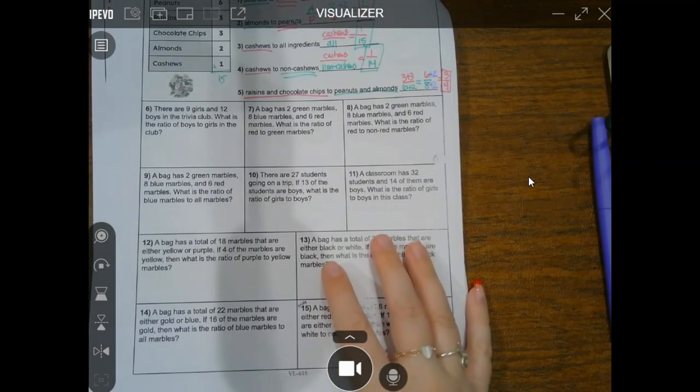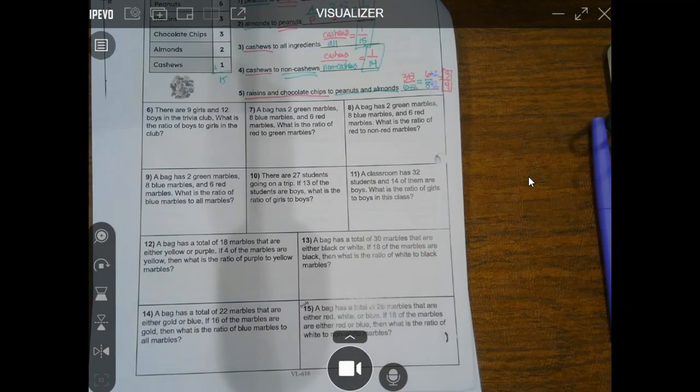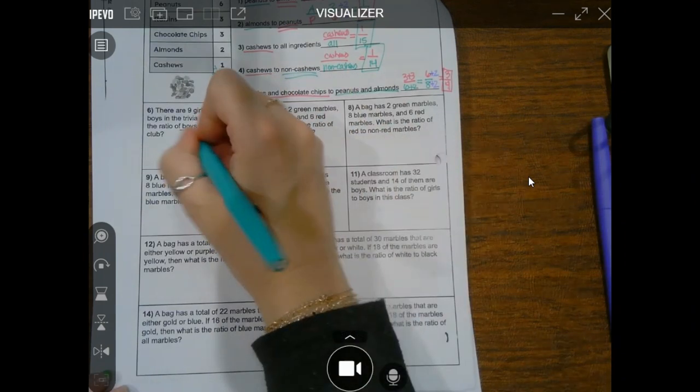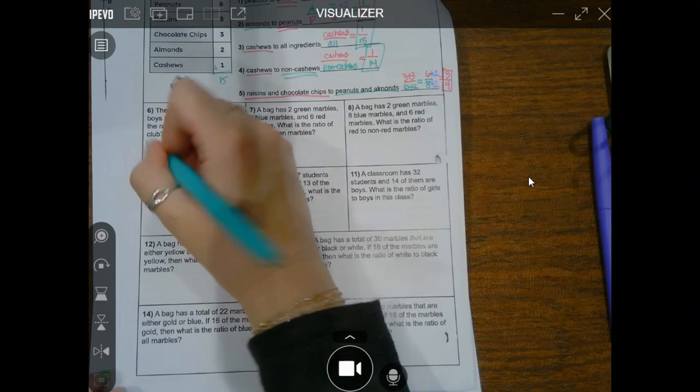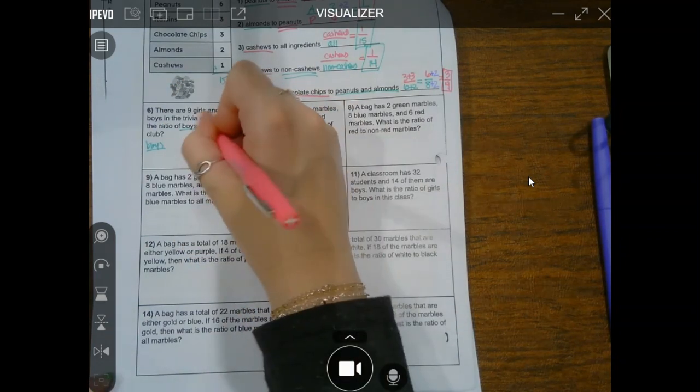Now, for word problems, it says there are 9 girls and 12 boys in the trivia club. What is the ratio of boys to girls? So it wants boys on top and girls on the bottom.